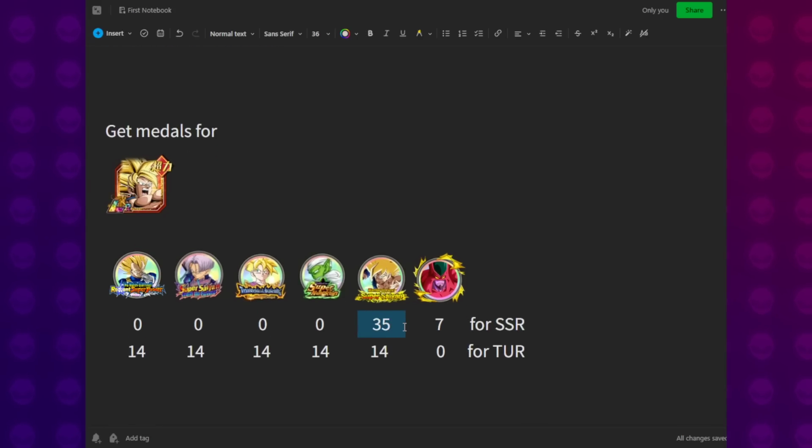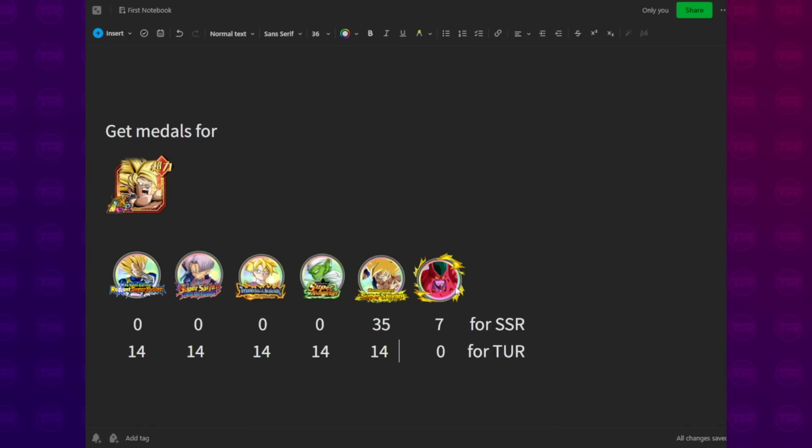You need 35 of the Namek Goku Super Saiyan and 7 Hachiak medals to get the SSR to awaken into a TUR. After that, you need 14 medals of each of the Z fighters that are involved in the unit to ultimately awaken into an LR form. So just go through these Dokkan events, get them done. You can take all the time that you need. You got plenty of time. You got a few days, and you also have got keys if you want to use some keys.